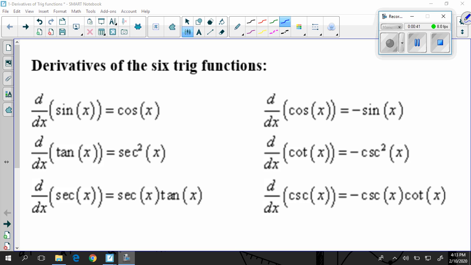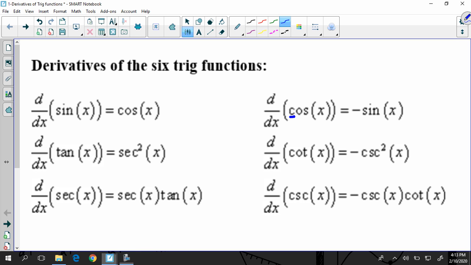Some of the things that help me is that if the function starts with a c, then I know the derivative is negative. I always remember that sine and cosine are each other's derivatives. I remember that tangent and cotangent have the squared derivatives. So derivative of tangent is secant squared, and derivative of cotangent is negative cosecant squared. And then I always remember that for secant and cosecant, the derivative starts with itself.